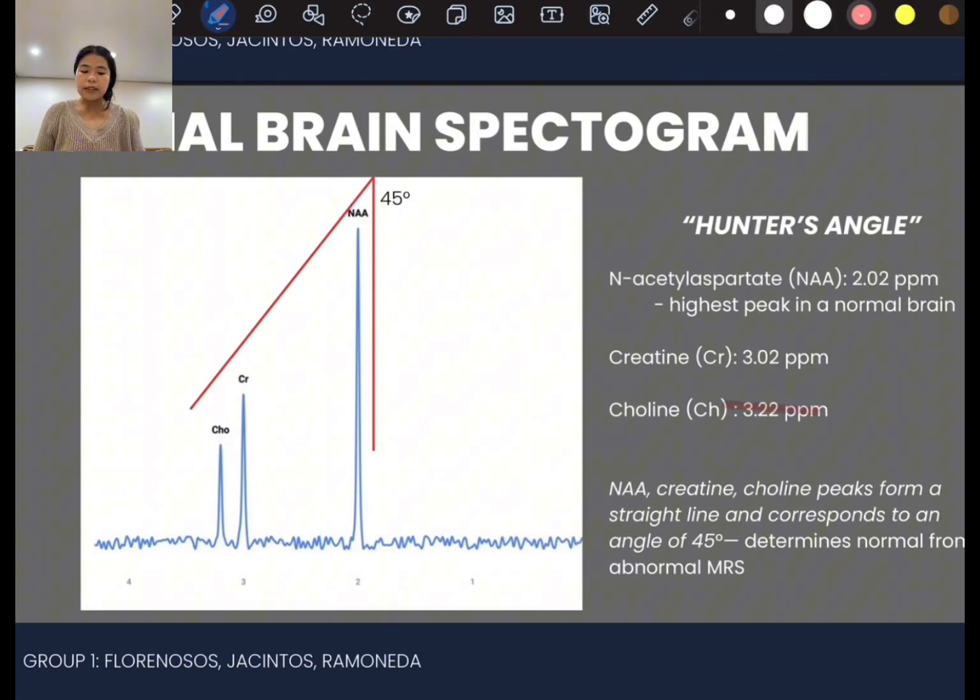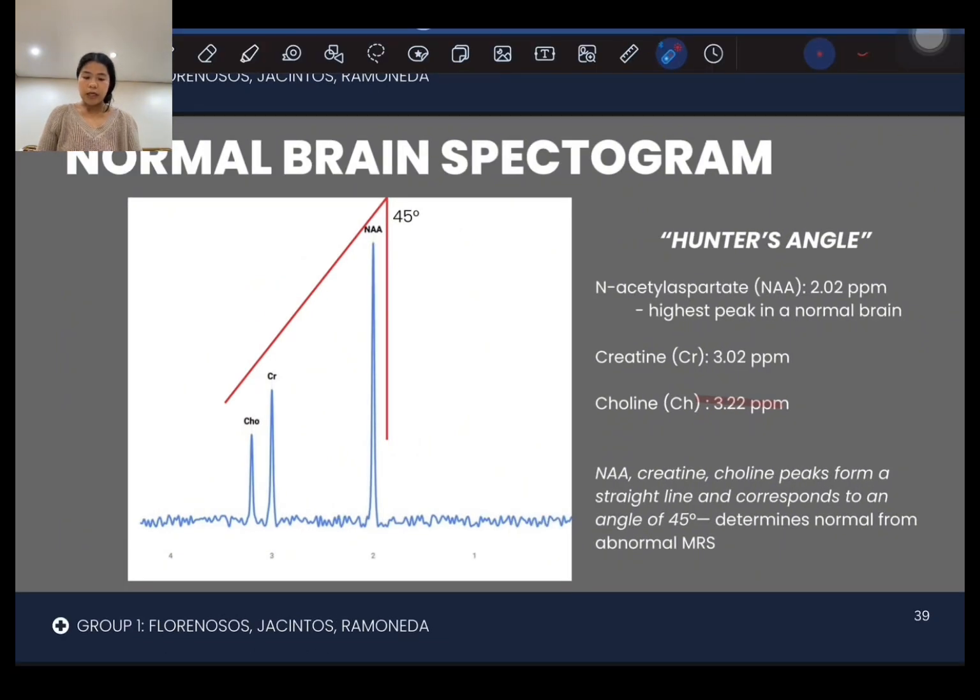So the NAA, creatine, and choline peaks form a straight line corresponding to an angle of 45 degrees, which distinguishes a normal from an abnormal MRS. So that is what we call a Hunter's angle. It is one of the most common and easiest ways to determine abnormal concentration, when a graph shows descending data rather than ascending data of metabolites.